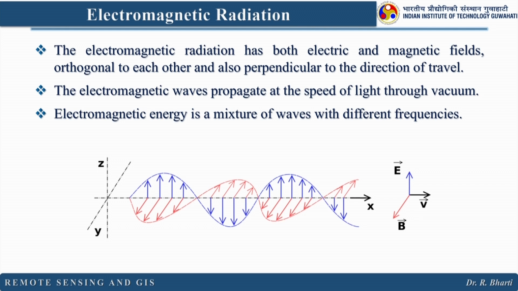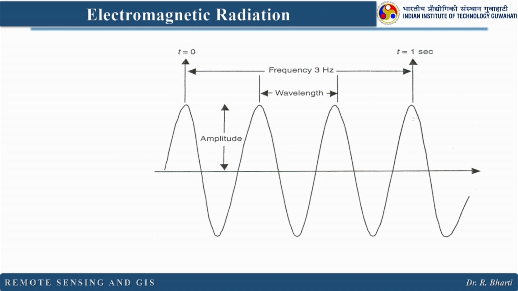Electromagnetic energy is a mixture of waves with different frequencies. We have already seen that starting from visible, then infrared, then microwave, there are different wavelengths, different frequencies, and different energy associated with them. Here these are just fundamentals, but you have to understand them thoroughly.